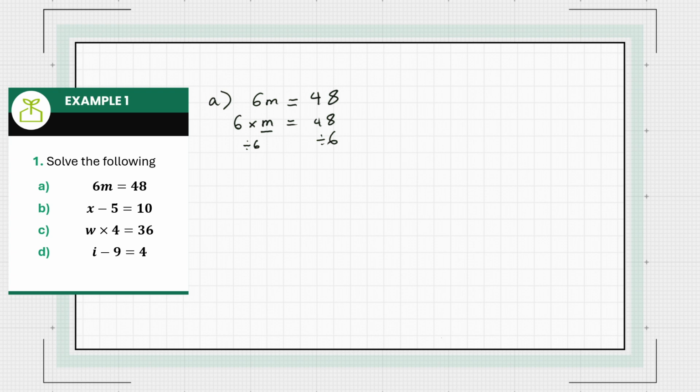Okay, 6 times m divided by 6 will just be m, and m will be equal to 48 divided by 6, which is just 8.